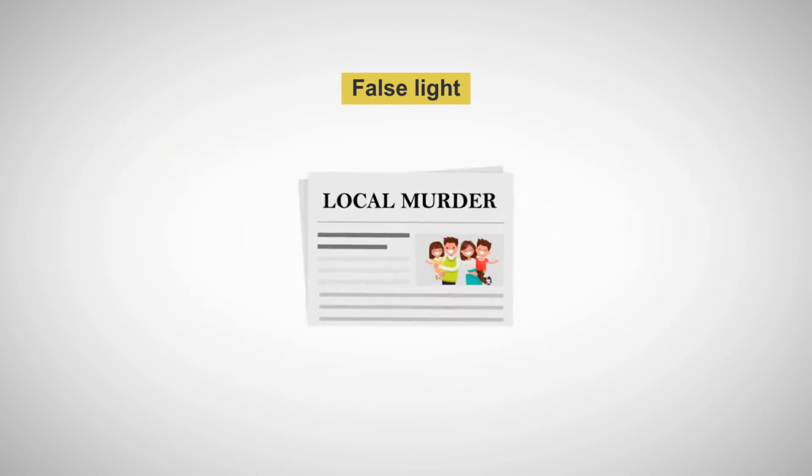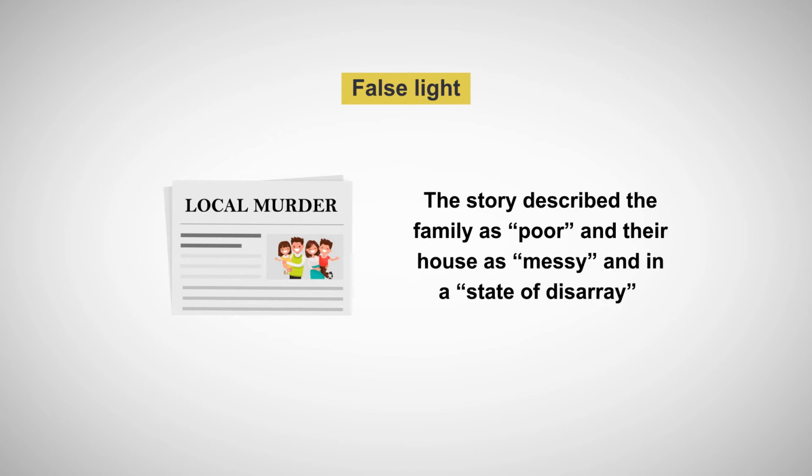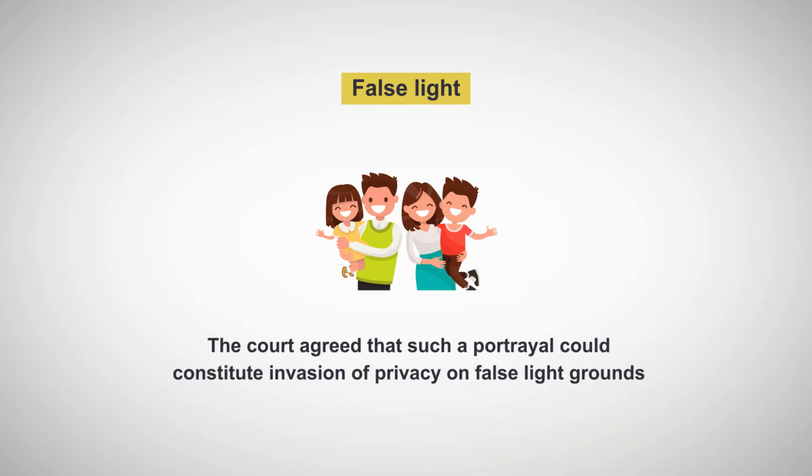For example, a newspaper published a story on a family dealing with a murder and its impact on the victim's family. The story described the family as poor and their house as messy and in a state of disarray. The family sued because of the inaccurate description in the story, which made them objects of pity and ridicule. The court agreed that such a portrayal could constitute invasion of privacy on false light grounds.